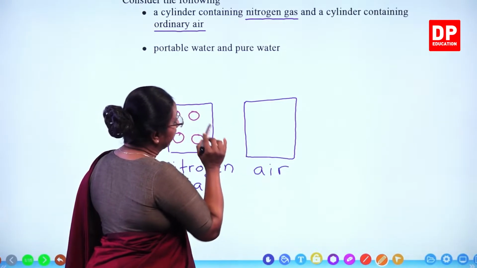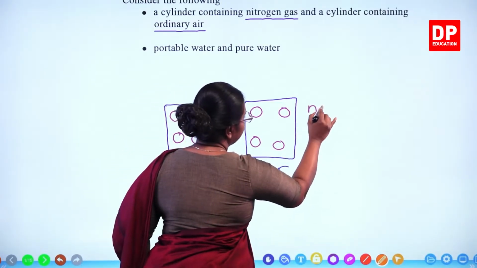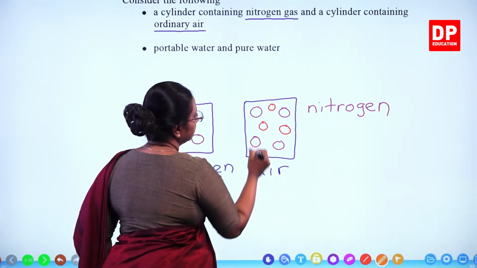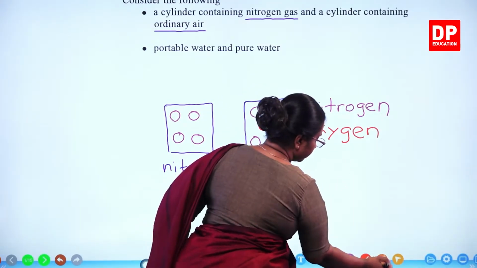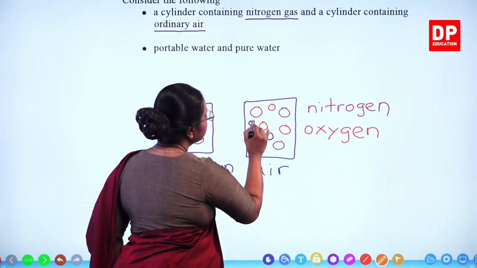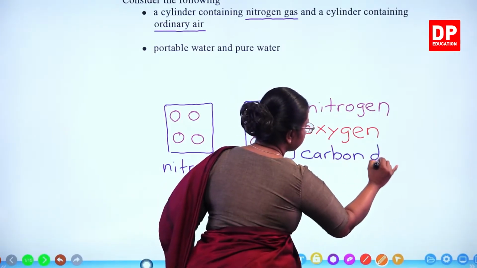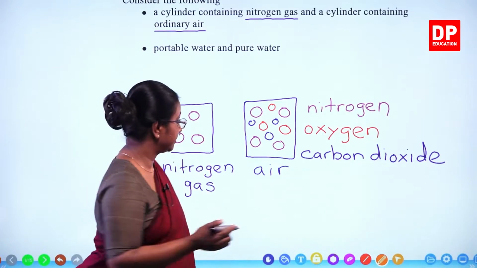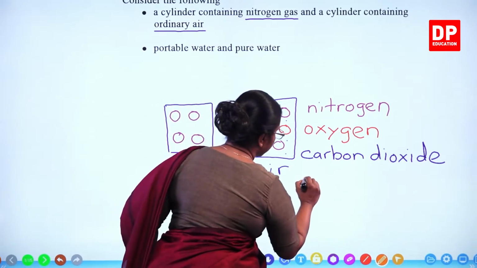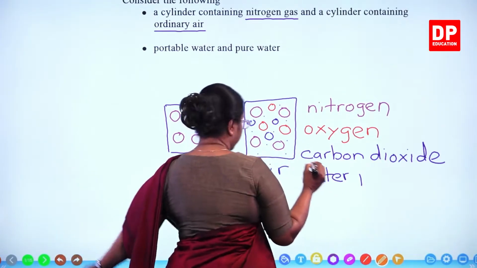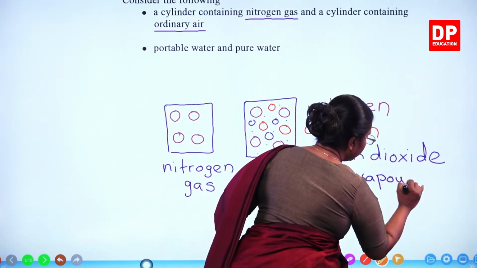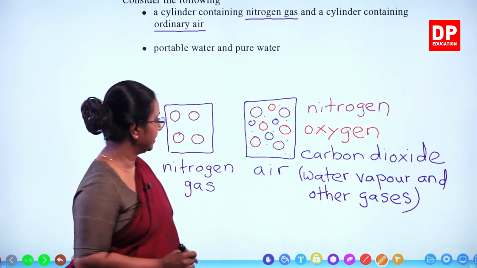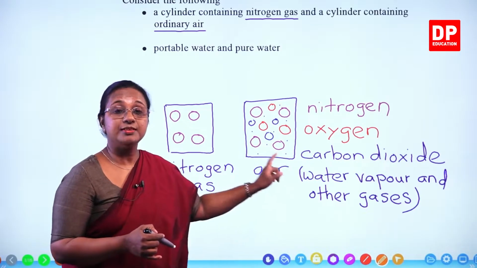Whereas if you take air, in air there is nitrogen. Then we have oxygen. We also have carbon dioxide. And there is water vapor. And there are other particles as well, other gases. These are in very small percentage, so that's why the small dots. So there is nitrogen, there is oxygen, there is carbon dioxide.